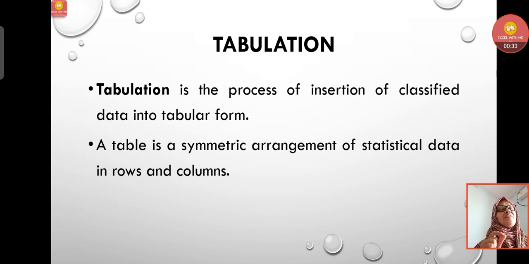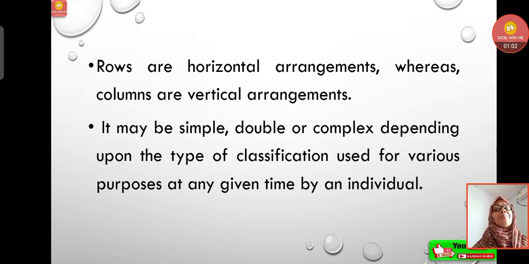Tabulation is the process of insertion of classified data into tabular form. Whatever data we have collected from the samples, we will process. A table is a systematic arrangement of statistical data in rows and columns. Obviously, when we are doing any calculations, we take the help of a table. So we take columns and rows to arrange those data. Rows are horizontal arrangements, whereas columns are vertical arrangements.